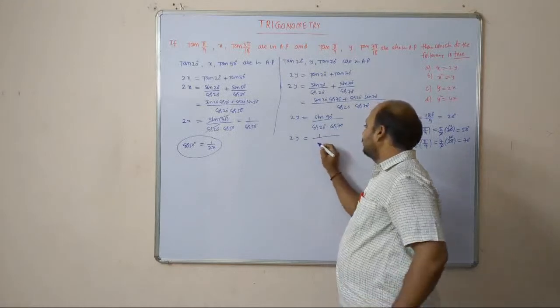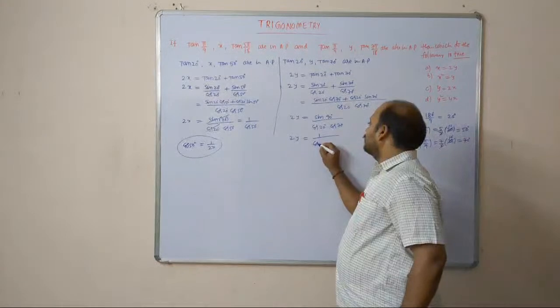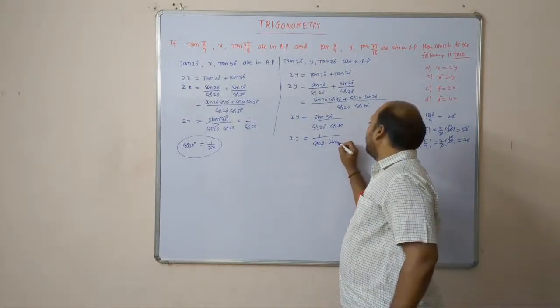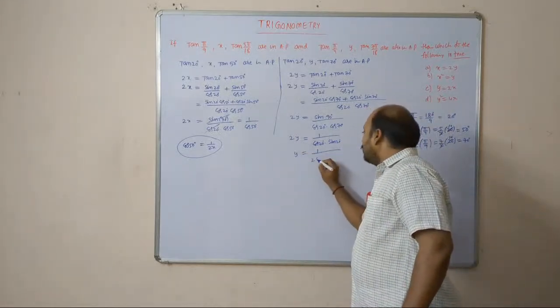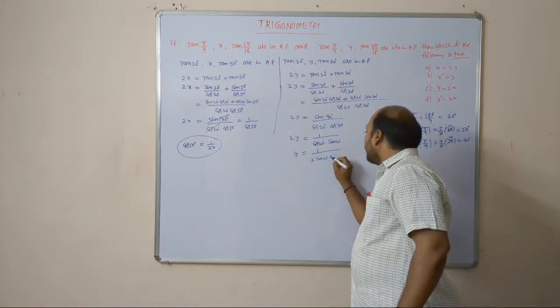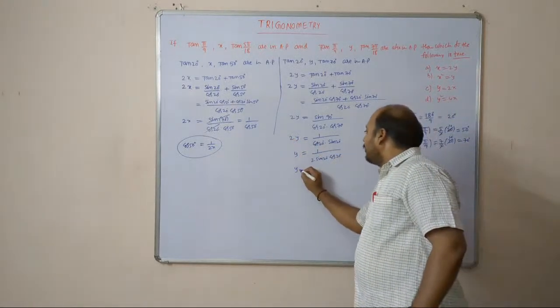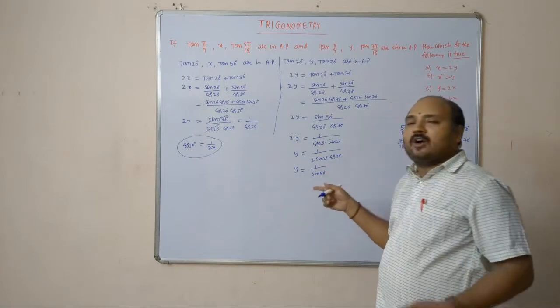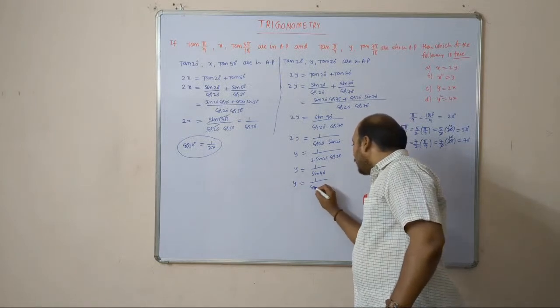cos 20 cos 70 can be written as sin 20. Can I write like this? So y is equal to 1 by 2 sin 20 cos 20. That too I am taking here. 2 sin cos is sin 2a. Y is equal to 1 by 2 sin 40 cos 50. Both are same. Y is equal to 1 by cos 50.